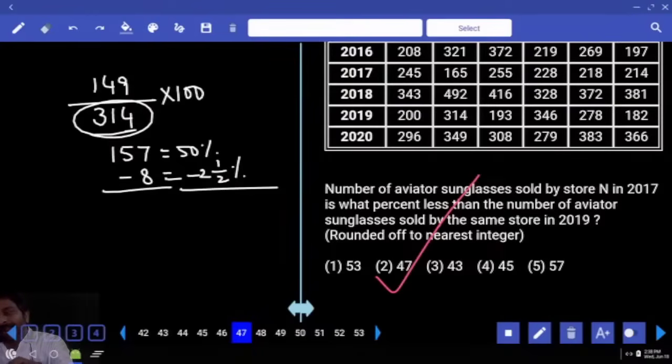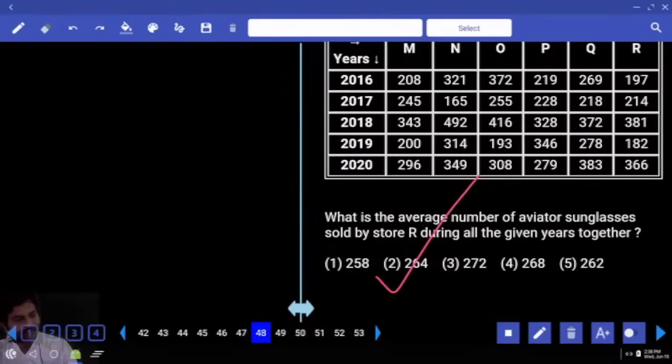When you want to calculate percentage, never ever go for cancellations. Try to get the answer using the denominator only. What is the average number of aviator sunglasses sold by R during all the given years together?